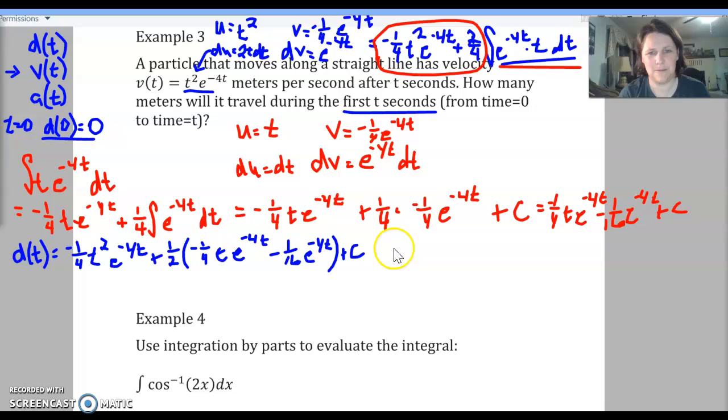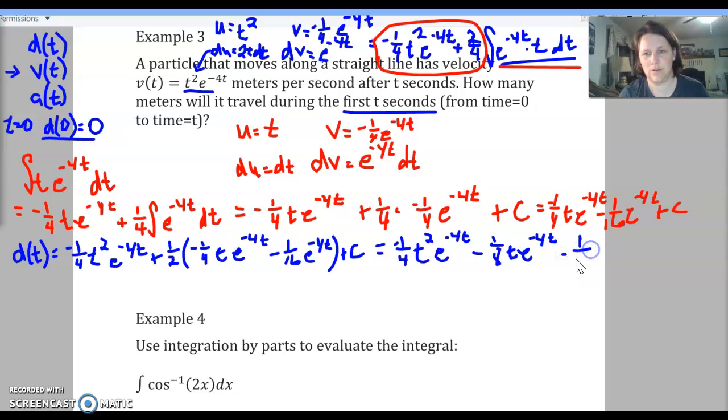Now, can we simplify a little bit more here? I'm going to do that one more time. So we're going to get negative 1/4 t squared e to the negative 4t, minus 1/8 t e to the negative 4t, minus 1/32 e to the negative 4t plus c.